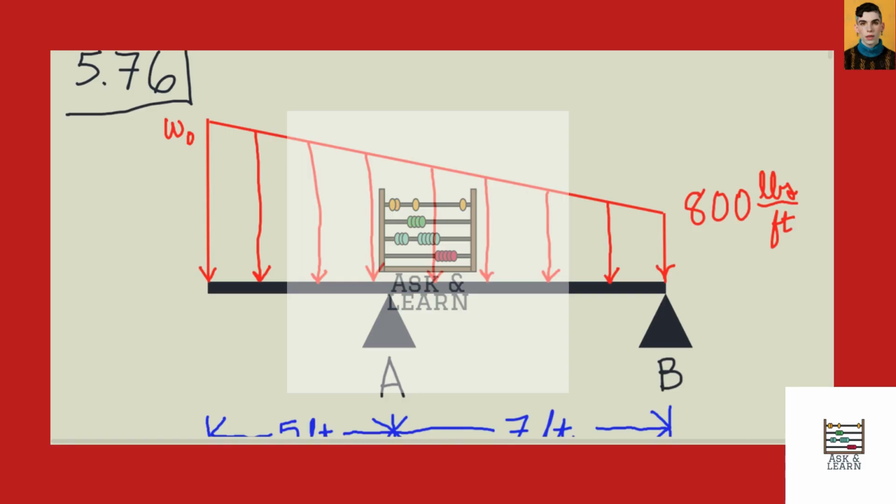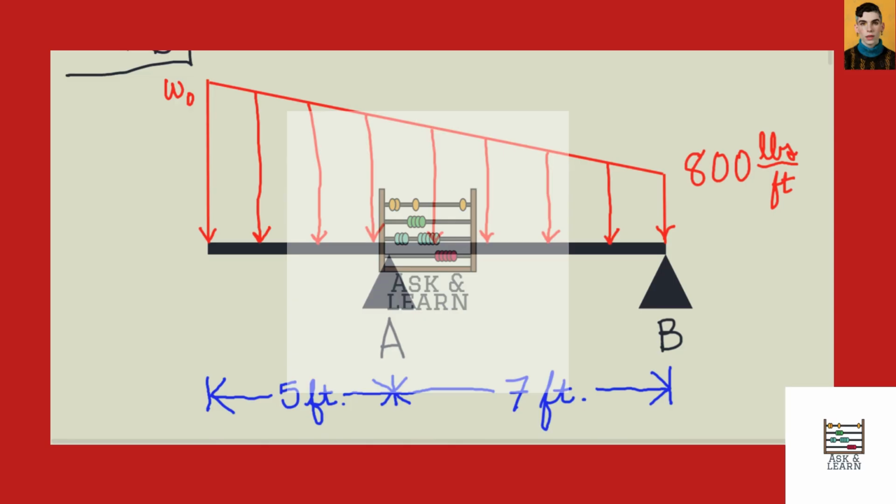In this problem, we are given a linearly decreasing load density between some unknown density force downward of W naught at one end, and at the opposite end there is an 800 pounds per foot force density value. We are asked to find the reaction force at supports A and B given their location along the beam at 5 feet from left and 12 feet from left, or the span between them is 7 feet.